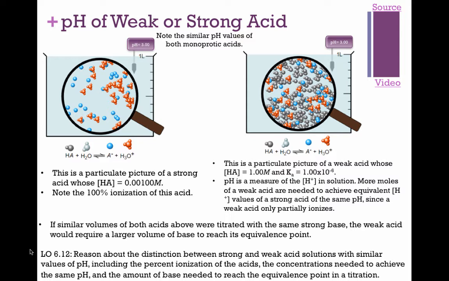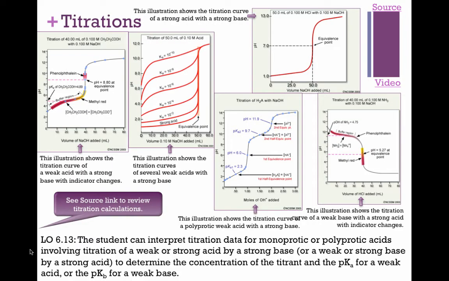For pH, you need H plus to find it. What else with the strong versus weak? I think that's really it. 100% for strong acids, 5% for weak. So weak acids ionize much, much less.